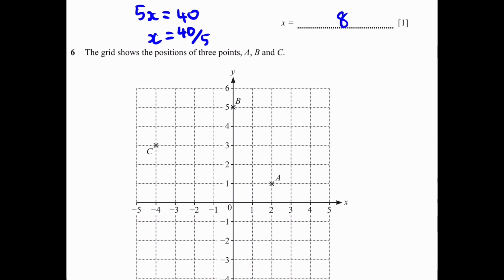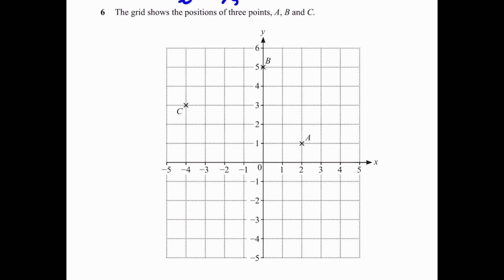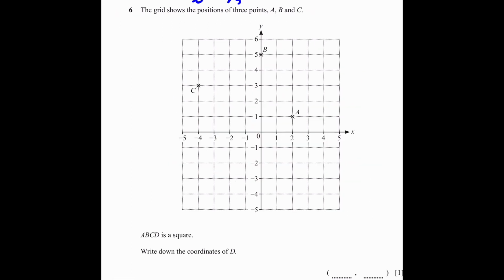Question 6. The grid shows the positions of 3 points, A, B, and C. ABCD is a square. Write down the coordinates of D. So if it's the square, the sides' length should be same. So let's join these points together. So now look at the length. It goes about 4 tiles. So 4 units.